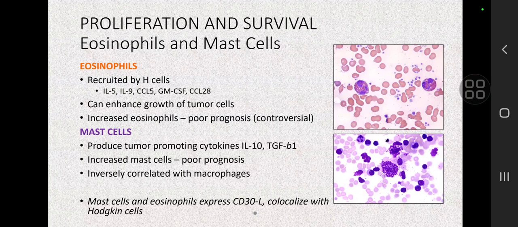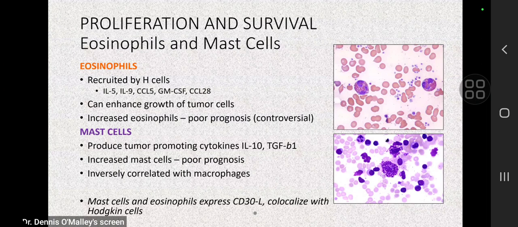Mast cells, another guide. It turns out they produce tumor-promoting cytokines, and they're recruited by the Hodgkin cells as well. Increased mast cells is also associated with a poor prognosis. Interestingly, they're inversely correlated with macrophages. That being said, the macrophages are also associated with a poor prognosis. So I think it's probably just these guys fighting it out.